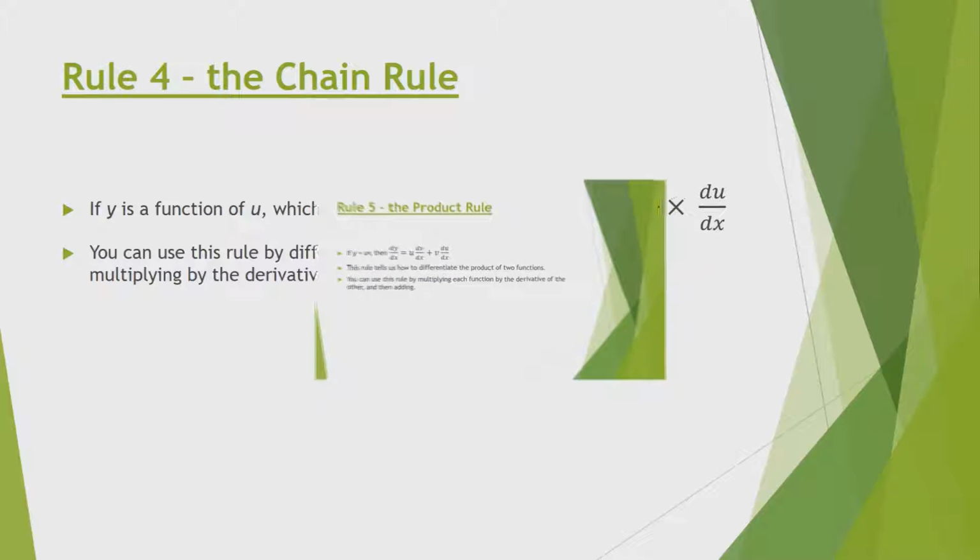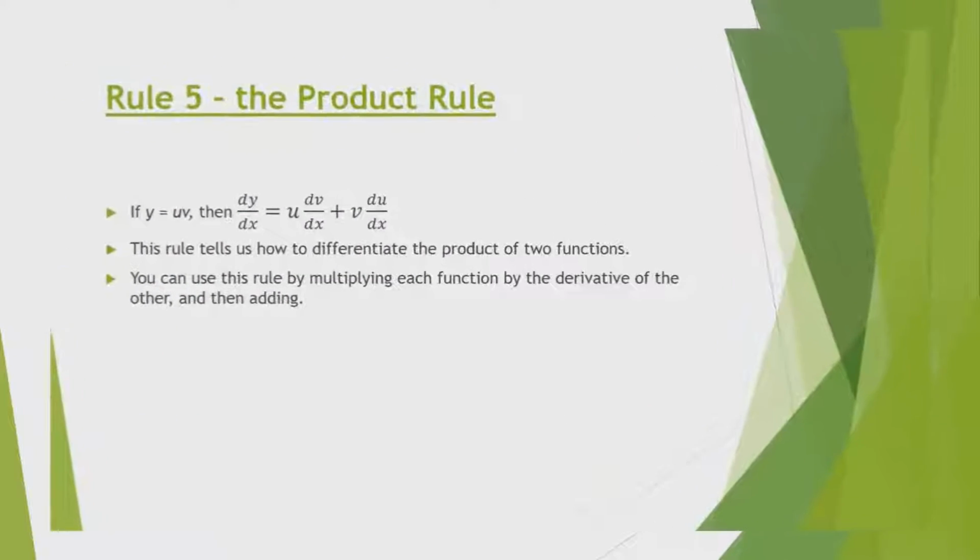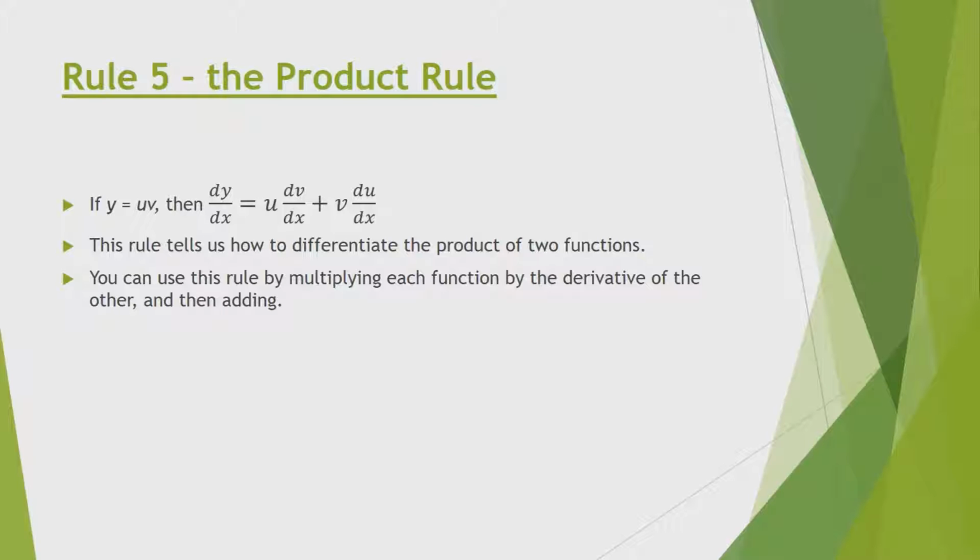Rule 5, the product rule. If y equals uv, then dy over dx equals u times the derivative of v plus v times the derivative of u. This rule tells us how to differentiate the product of two functions, and you can use this rule by multiplying each function by the derivative of the other and then adding.